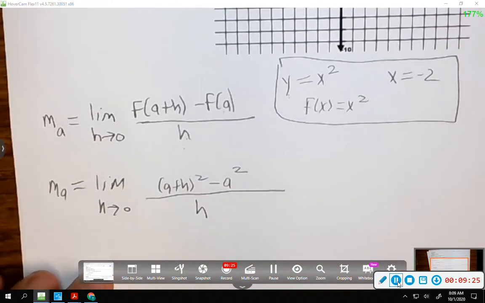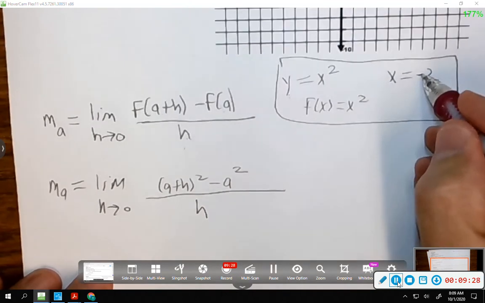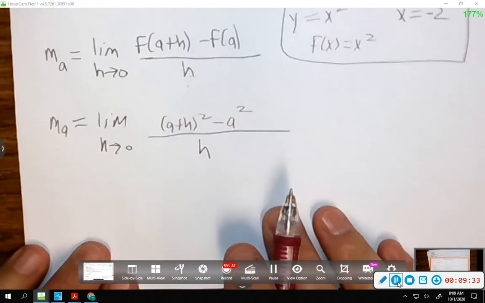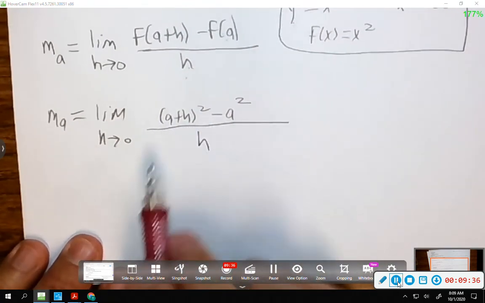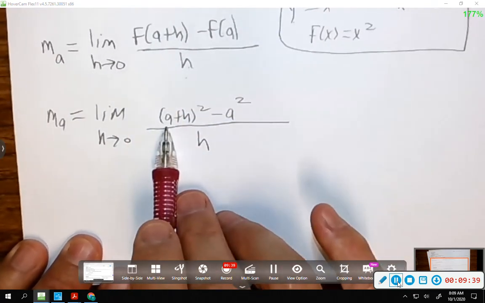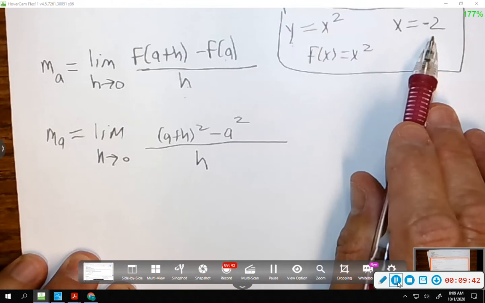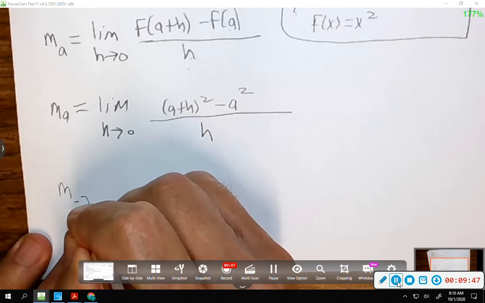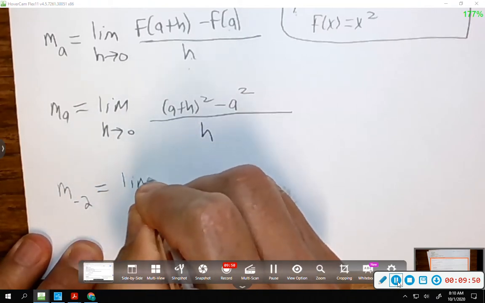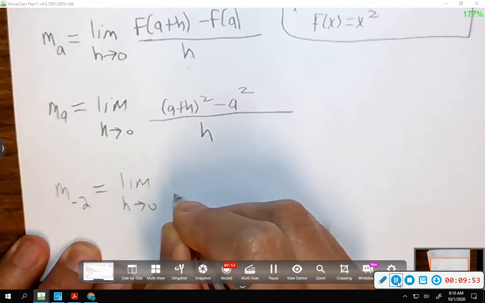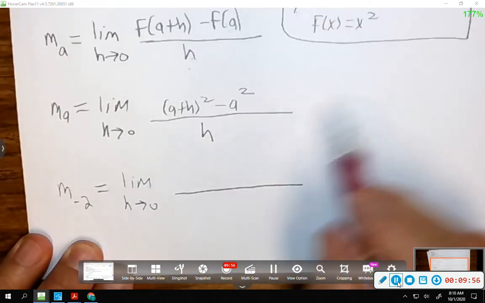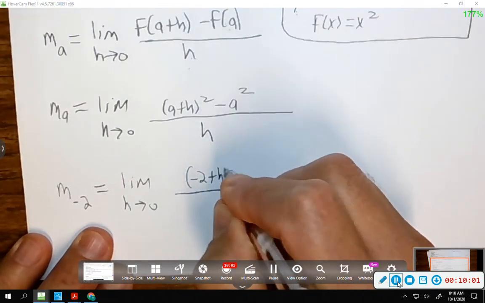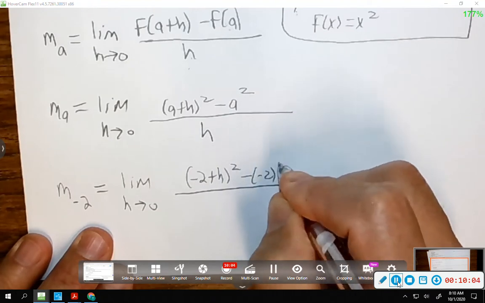Now in this particular problem, we want to find the slope at negative 2. So we can plug negative 2 in for a right now. I didn't really have to show this step. Neither one of these steps do you have to show when they want you to find the slope at a particular value. This is our a value. So this could be your first step. I just wanted to show you how it's going in. And from here on out, I will just start by plugging in negative 2, or whatever this a value is, in for a right away. Negative 2 plus h squared minus negative 2 squared all over h.